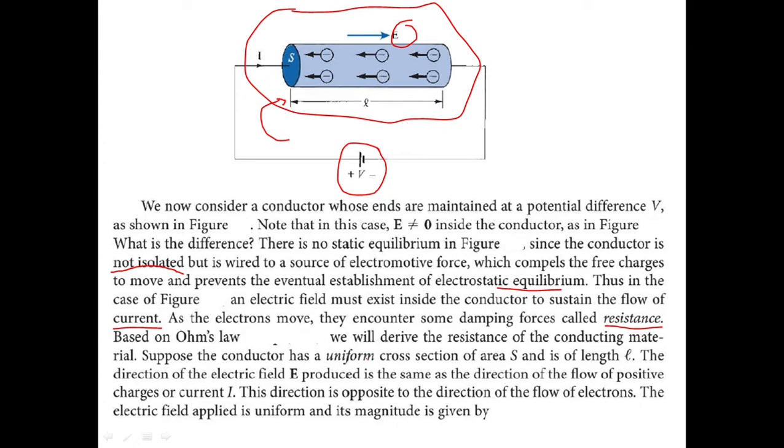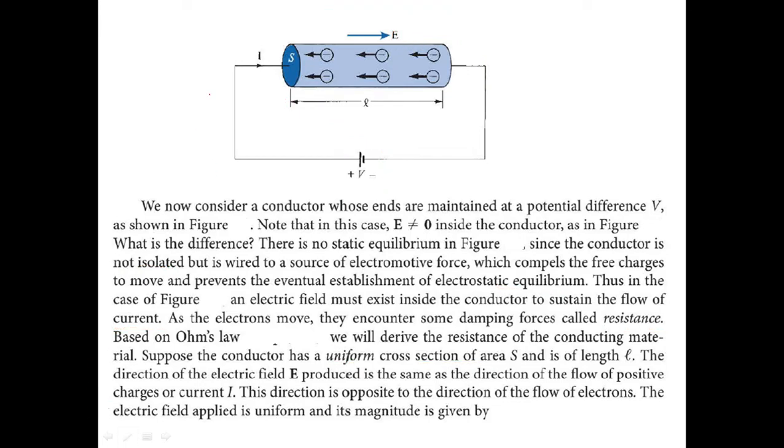Suppose the conductor has a uniform cross-section area S, and the length of the conductor is L. The direction of the electric field produced is in the same direction as the positive current I, that is known. Always the positive charge will move in this direction, which is the same as the electric field intensity, and electrons will move in the negative direction, which is already shown in the figure here, right? So this direction is opposite to the direction of flow of electrons.